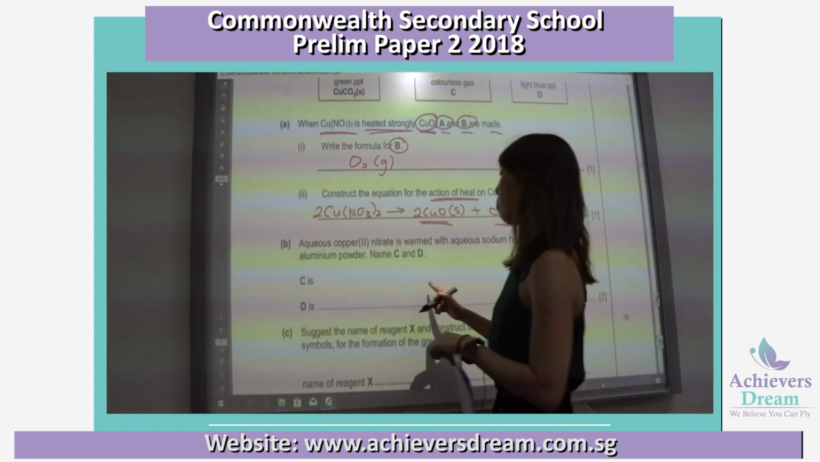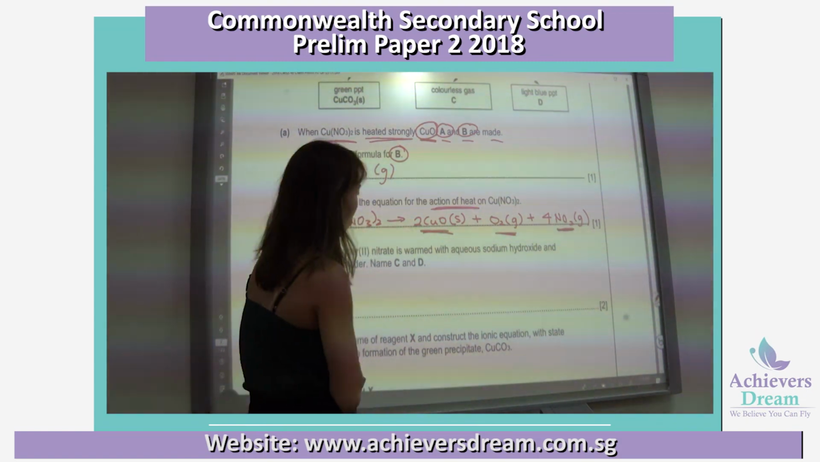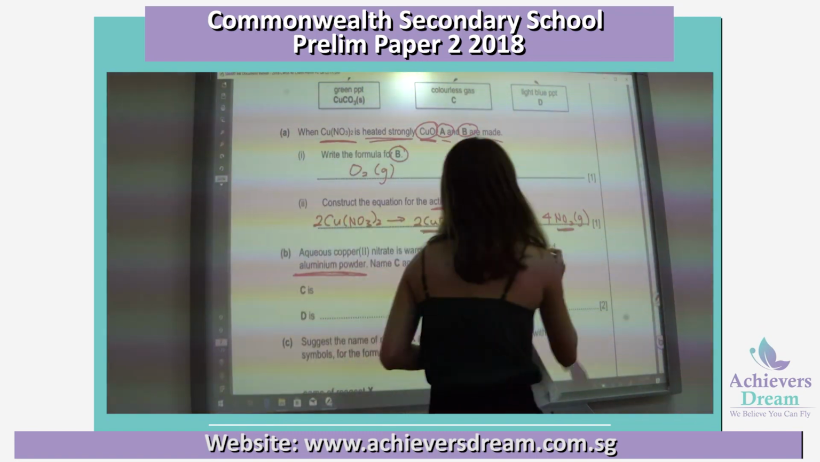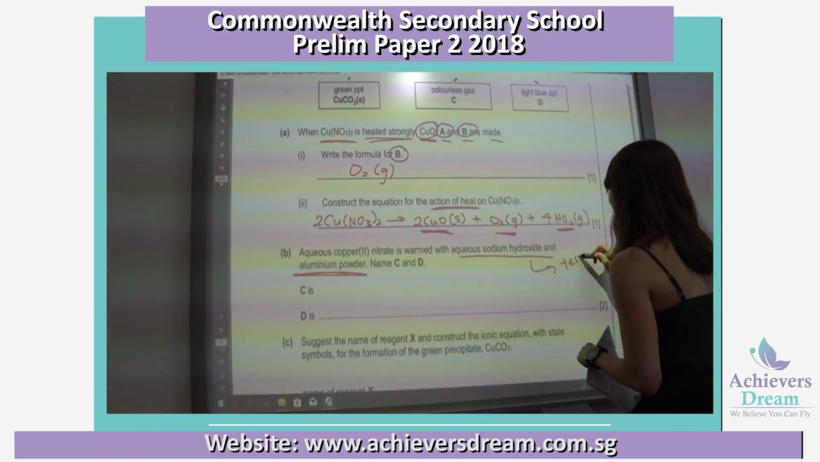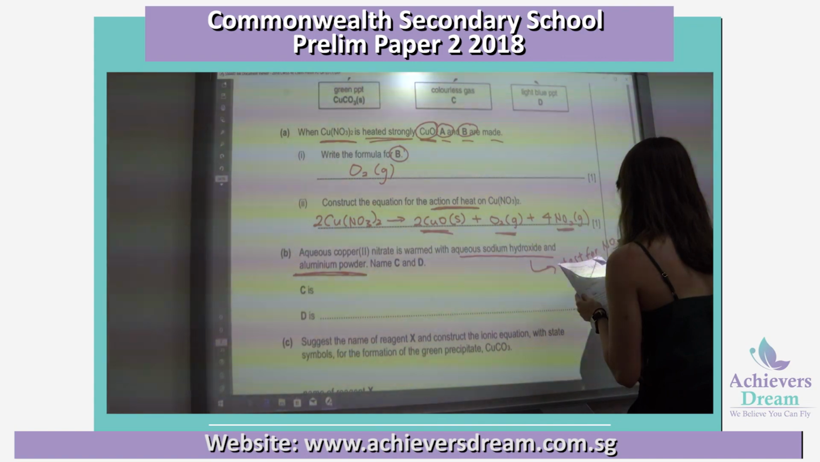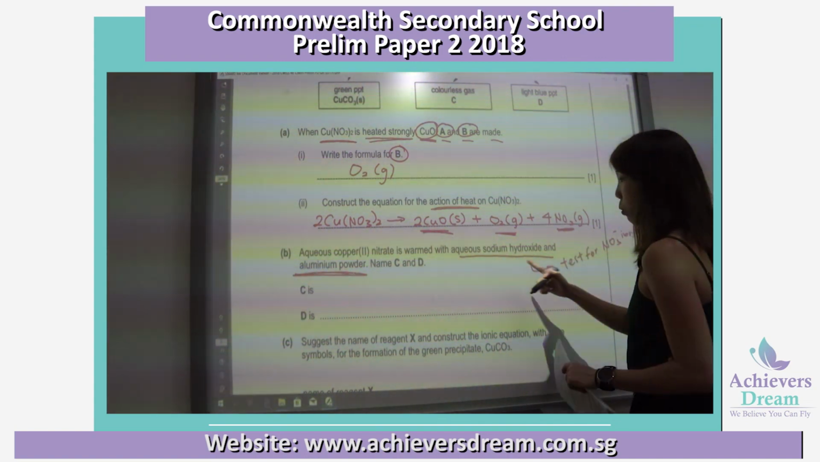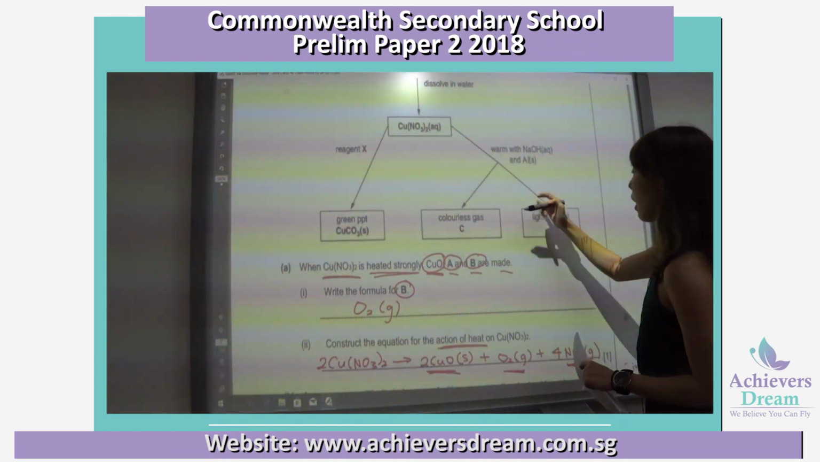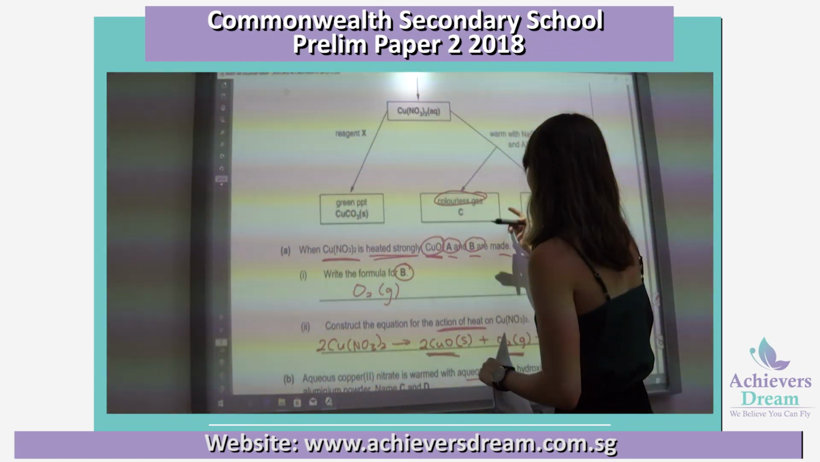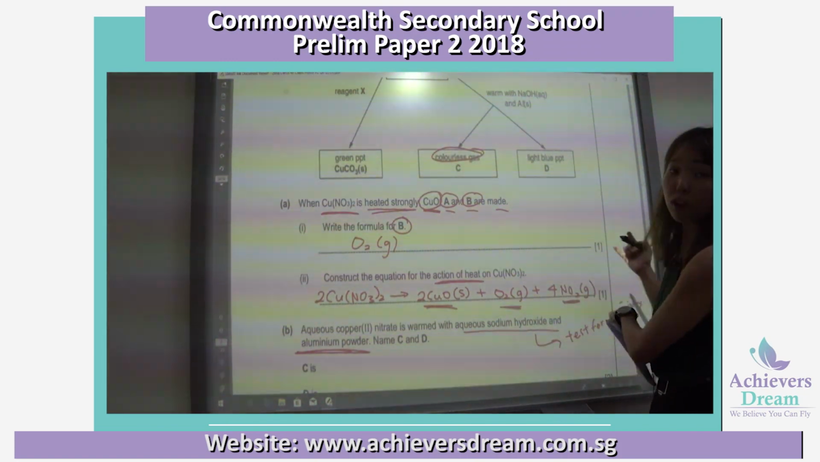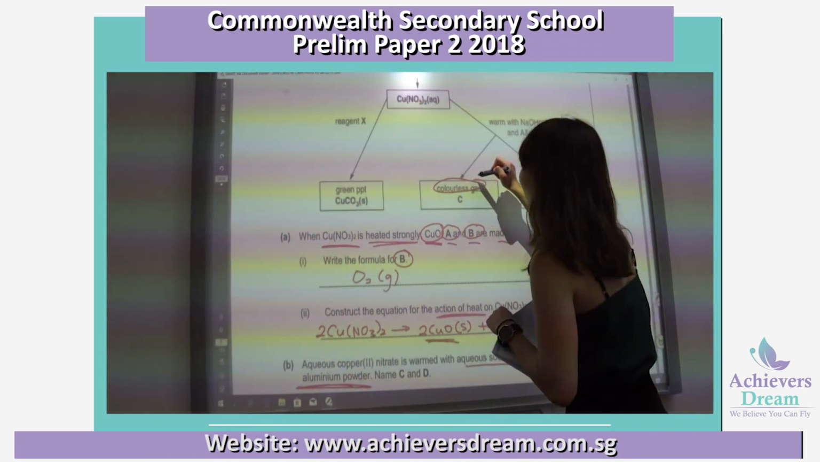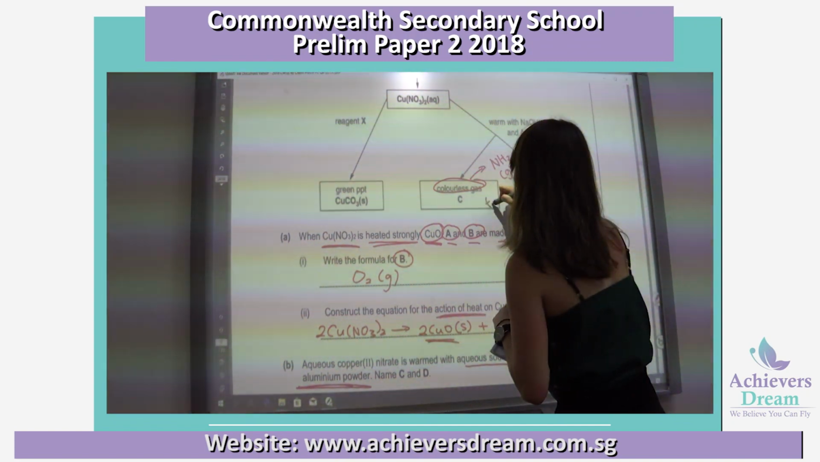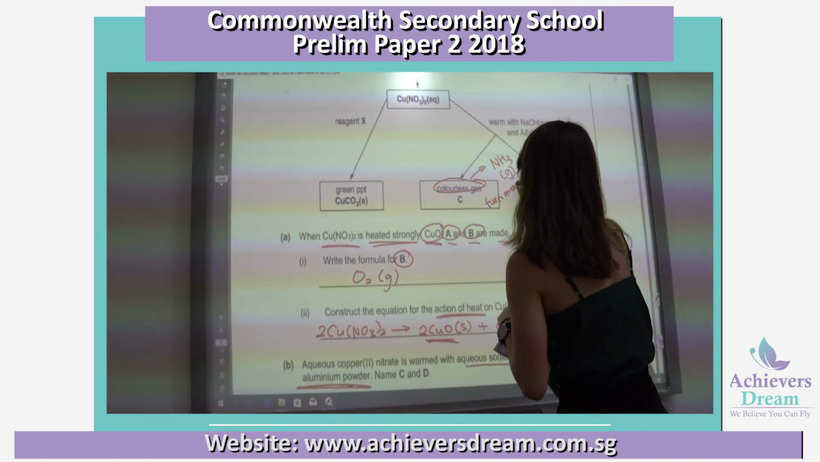Now for part B, aqueous copper(II) nitrate is warmed with aqueous sodium hydroxide and aluminium powder. What test is this? This is the test for nitrate ions, correct? So what is C? Copper(II) nitrate upon warming with NaOH and aluminium will give me a colorless gas. During the test for nitrates, the gas that will be produced is ammonia gas. It will turn your moist red litmus paper blue.